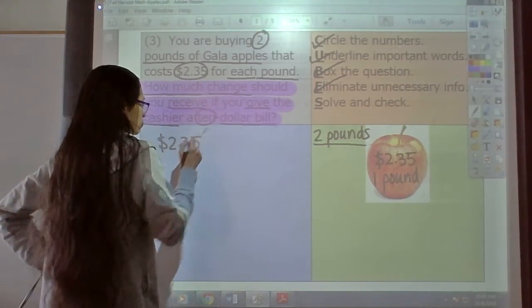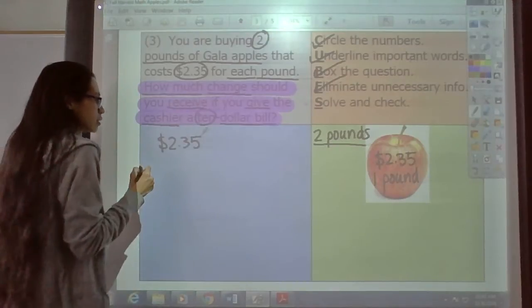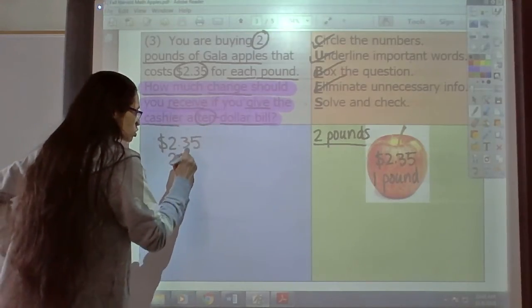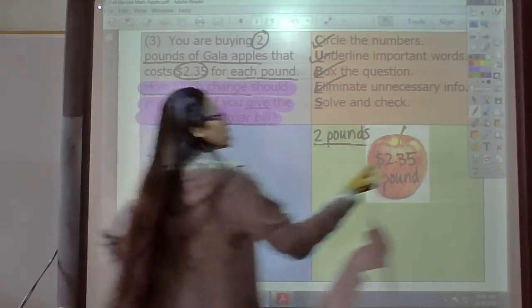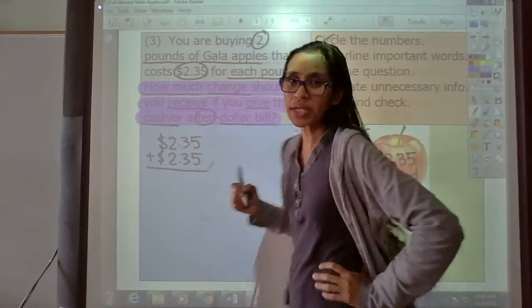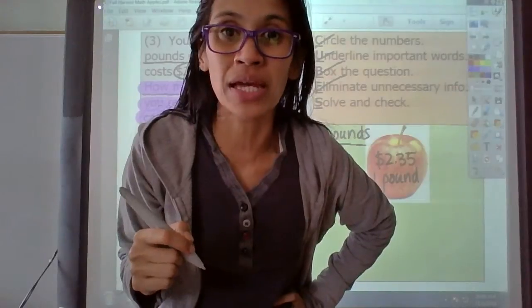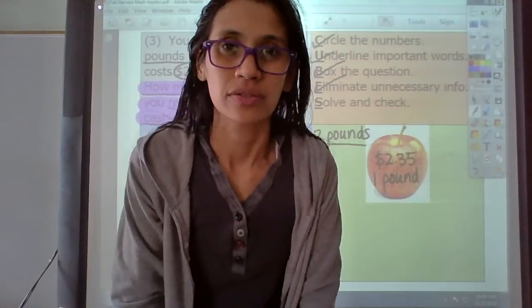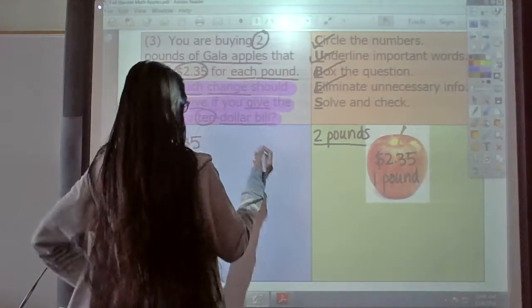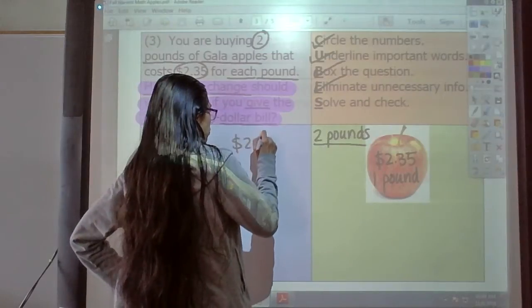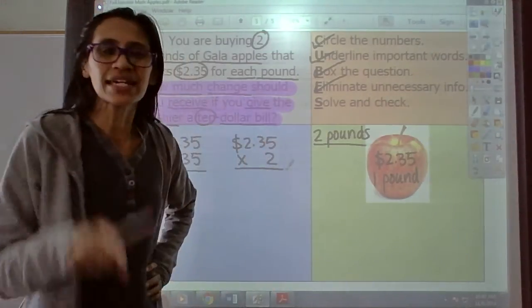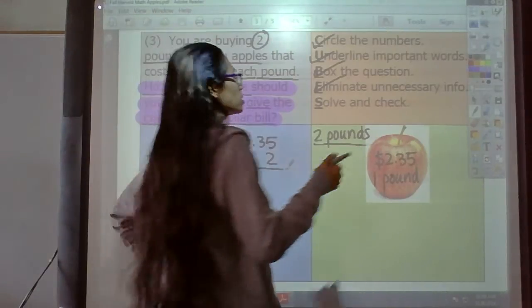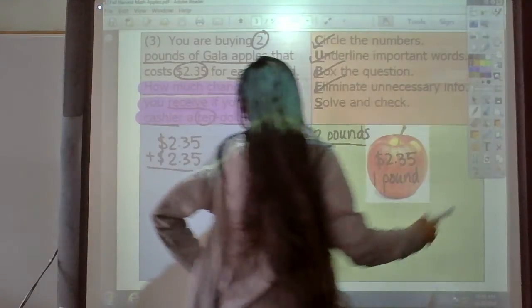$2.35. How many times do we do that? All right, we can add it twice. $2.35. Add that 2 times for me. What is 5 plus what? What? You want to be awesome and amazing and do both ways? Of course we can. We can do both ways. $2.35 times 2. See, you're so smart. You better believe it. Let's do it the first way by adding.